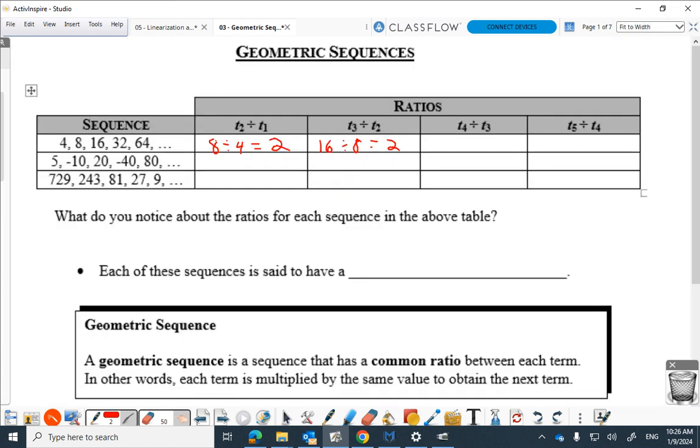Next one, 32 divided by 16, 2. 64 divided by 32, 2. When this happens, and if you did yesterday's homework, you're like, oh, this happened yesterday. But we had to subtract to get the common difference.